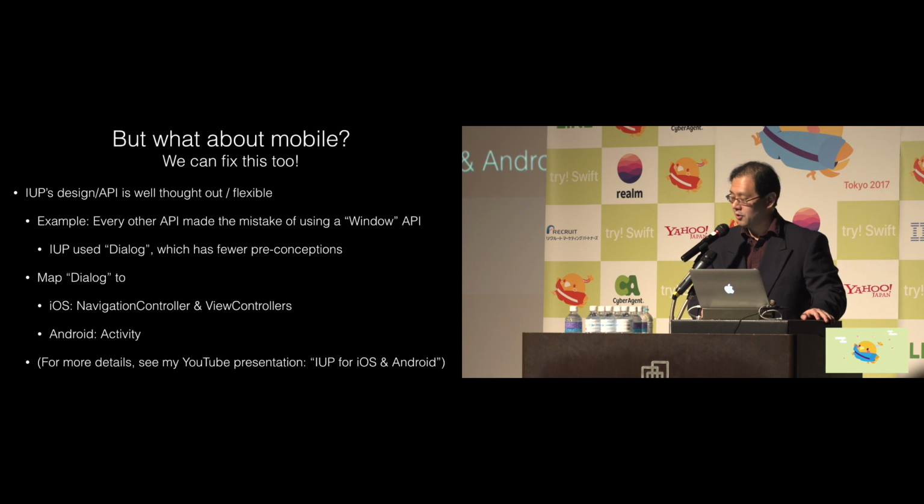So I know, what about mobile? Well, we can fix that too. As I said, IUP is well designed. So much, in fact, I believe it can do mobile too. I don't have time to go into detail, but you can look up a YouTube presentation I made on this topic. But as a simple example, most other libraries made the mistake of modeling their APIs off existing desktop APIs, and everything is shoehorned into that, and we get things like a window API. In contrast, IUP created a more ambiguous dialog API. So on the desktop, this may map to an actual window API. On mobile, we get to decide what makes sense. So how about for iOS, we map dialog to use UINavigationController and view controllers, and on Android, we map it to activities.